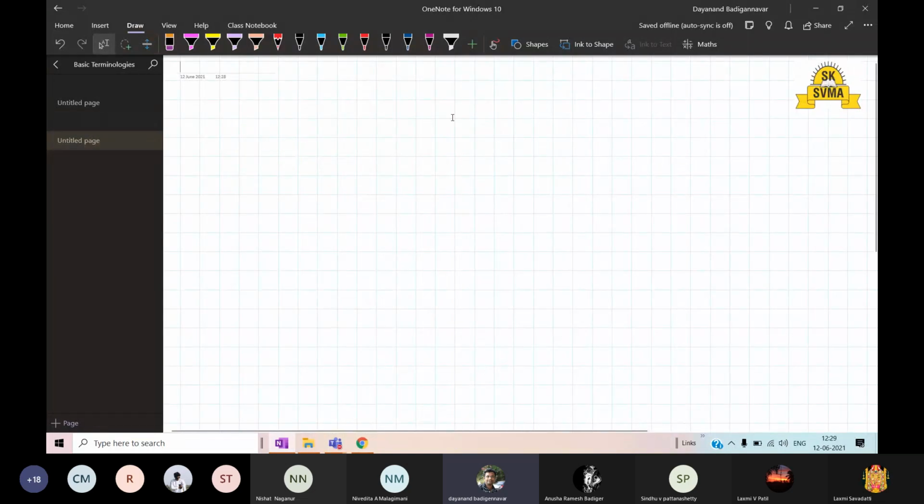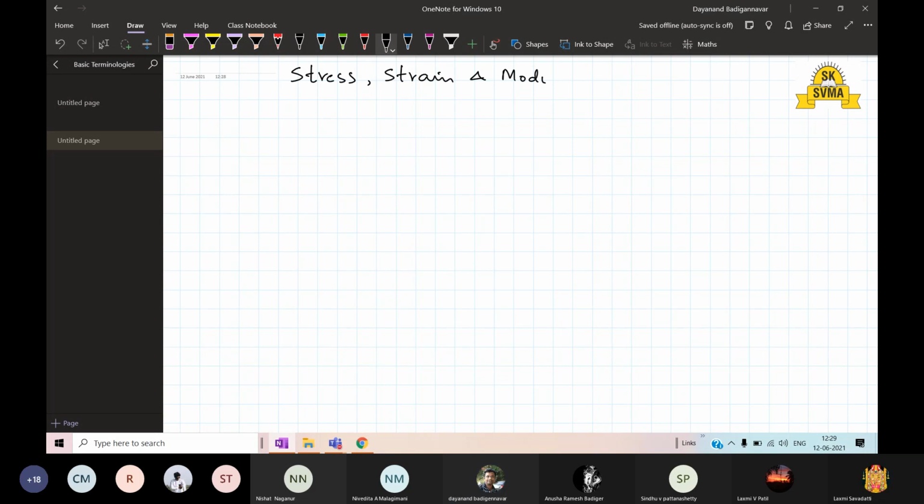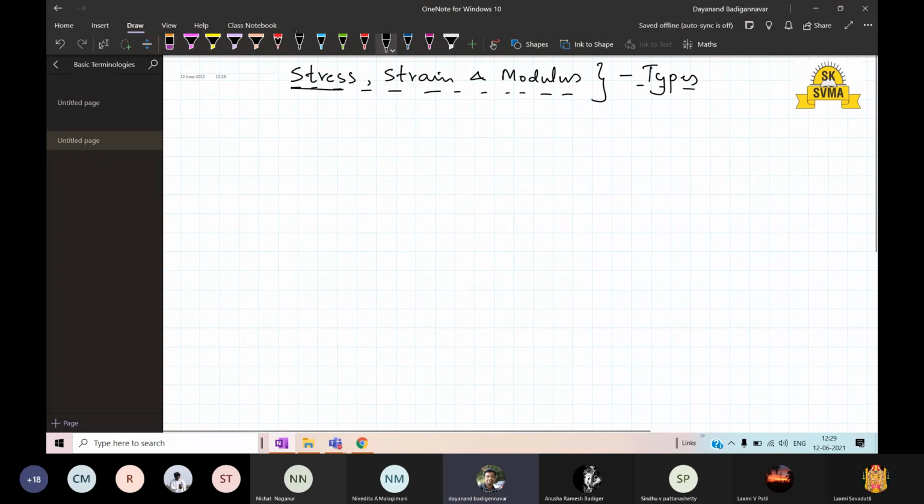So let us go for some important types of stress, strain, and modulus. Modulus means modulus of elasticity. In short, I have written their types. I am understanding different types of stress, different types of strain, and the concerned modulus in one go. There are three types.